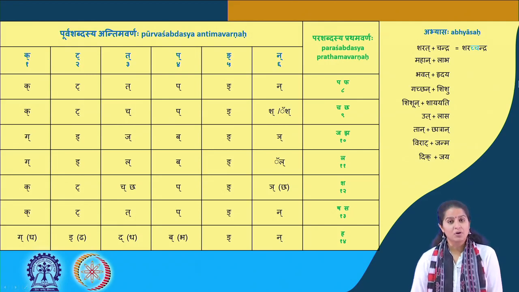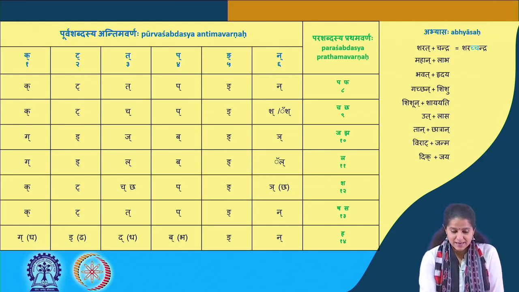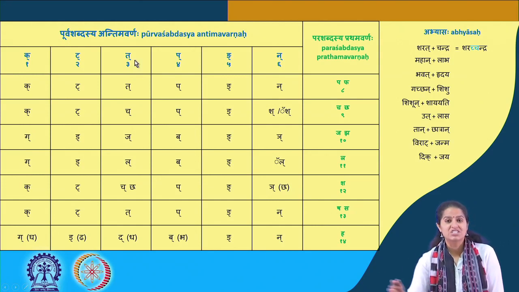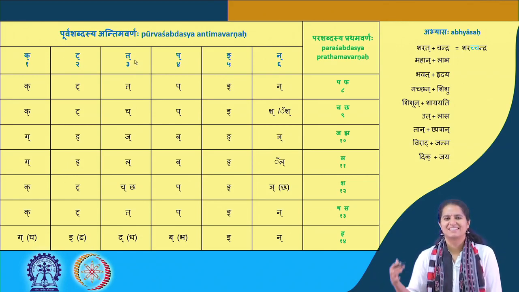So we've got some more on the second table as well. So we have Sharat Chandra. Sharat ending with a ta, and Chandra here is the cha there. So Sharat Chandra becomes Sharat Chandra. Uttamam. I exaggerated, you need not say Sharat Chandra like that, but Sharat Chandra.